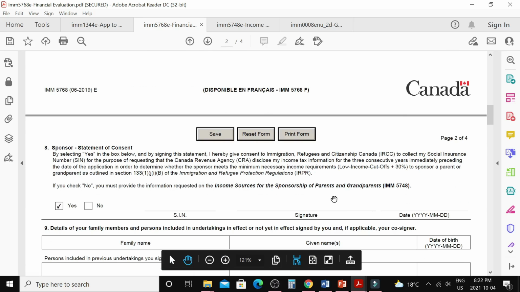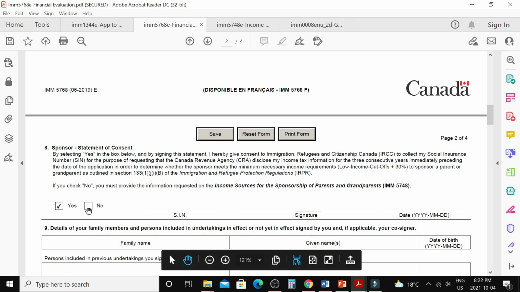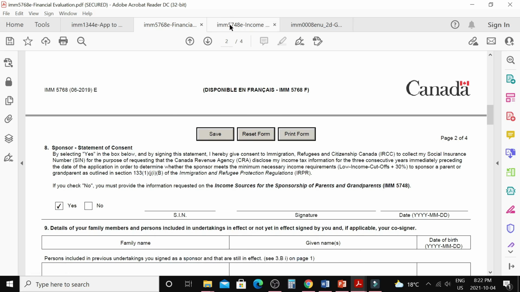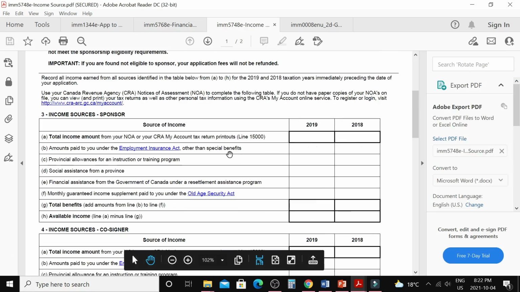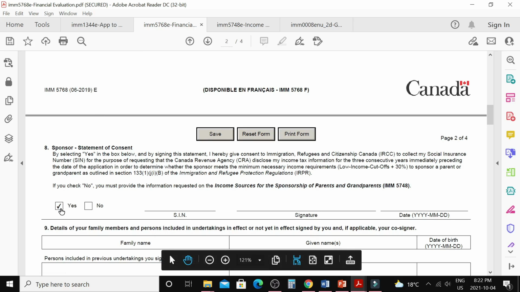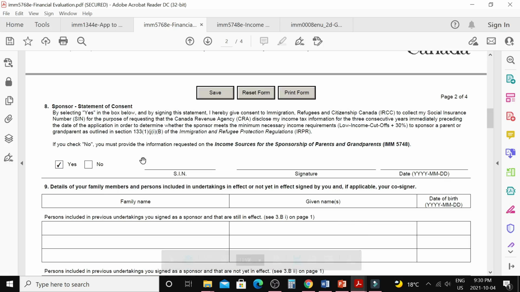So let's go to question number 8, sponsor statement of consent. Here the main sponsor is giving the permission to IRCC that they can get their financial information from CRA directly. You gonna say yes here. If the sponsor says no here, then the sponsor needs to provide IMM 5748 form. This form needs to be filled out and provided to immigration, IRCC. So that's why always say yes, because this is very correct information they can get directly from CRA. Because if you are saying no and you are filling out the 5748 form, it can delay the processing of your application. So select yes here and then provide your SIN number here, leave the signature and date for later on.